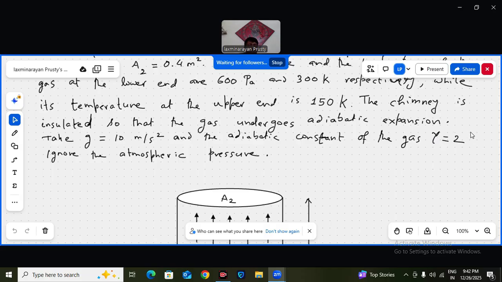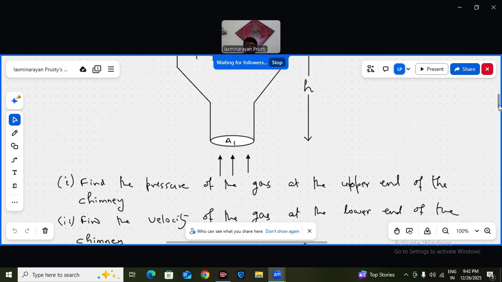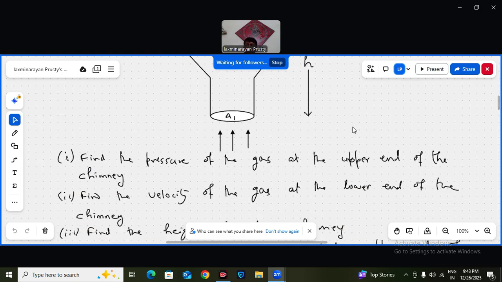Actually, this is a concern for me. He's saying ignore the atmospheric pressure. Okay, fine. But this gamma being 2 is a concern. Fine, so what are the questions? He has given options. There may be more than one correct option, but I've changed the question. All these options were based on these 4 questions.